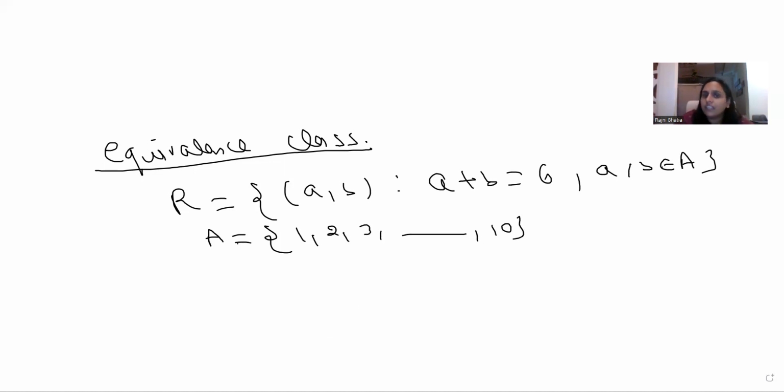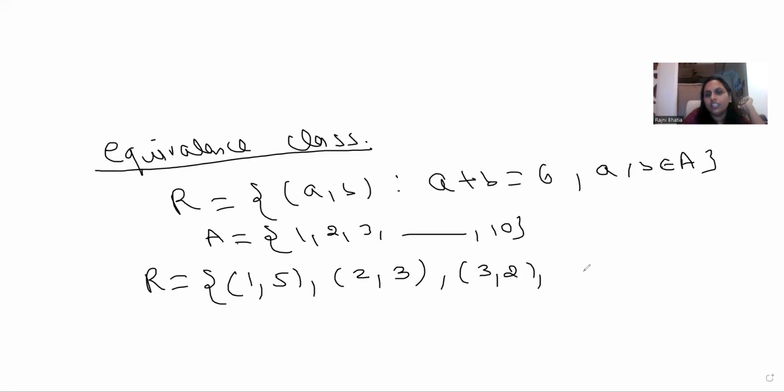Now the question could be anything. The question could be to find the equivalence class of a particular number. So first of all, we will write the relation in roster form. If we take the value of a as 1, I'll get the value of b as 5. So the elements of R are (1, 5), then (2, 4), (3, 3), (4, 2), (5, 1), sorry, the sum should be 6. These are all the elements in the relation R.